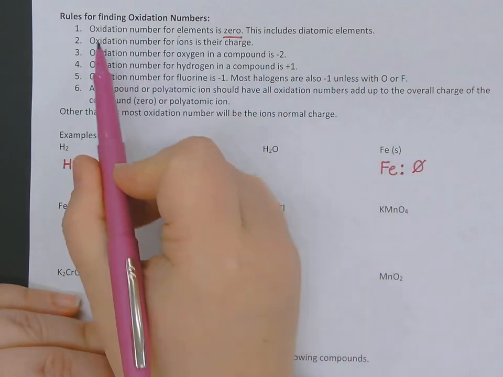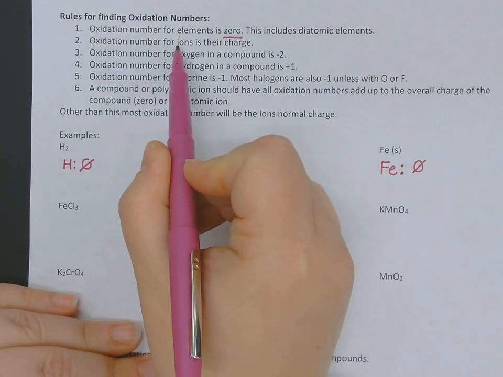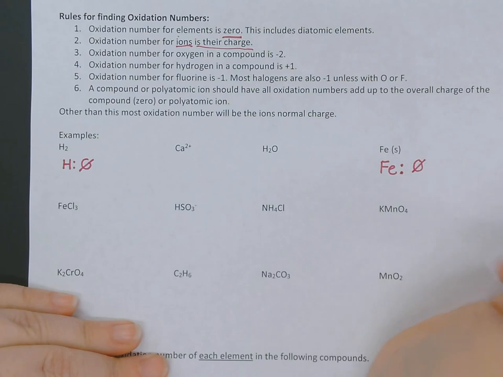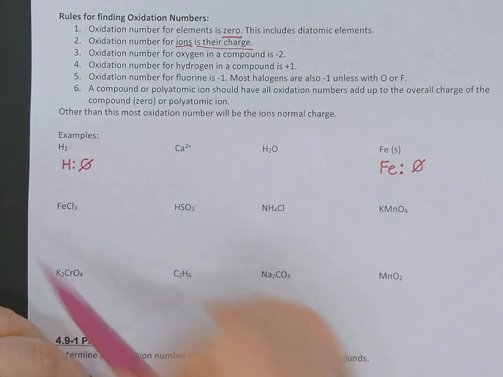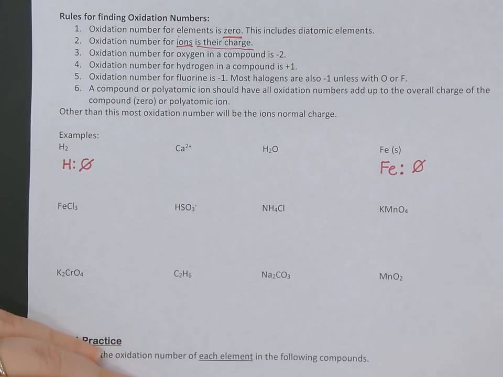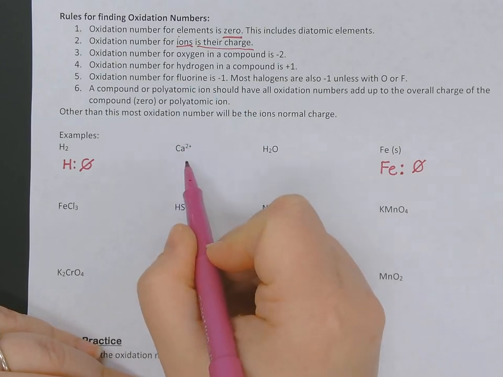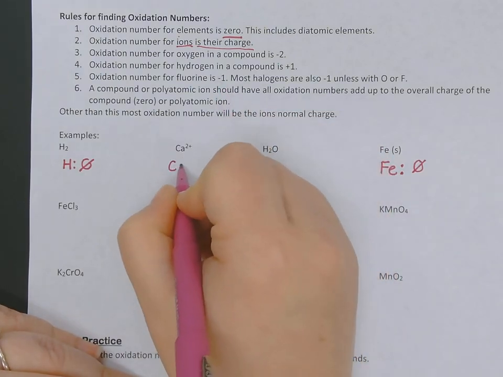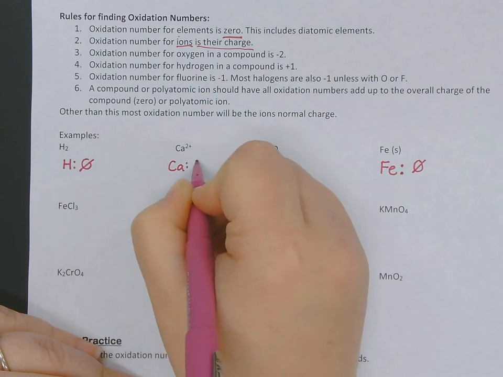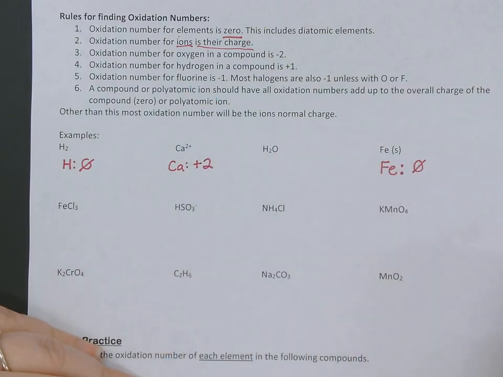So if we look at our next rule, it says the oxidation number for ions is their charge. So let's see if we have any ions here. If we want to recognize an ion, we need a charge to it. Well, here is calcium with its charge. So calcium's oxidation number would be equal to its charge, so +2. Okay.